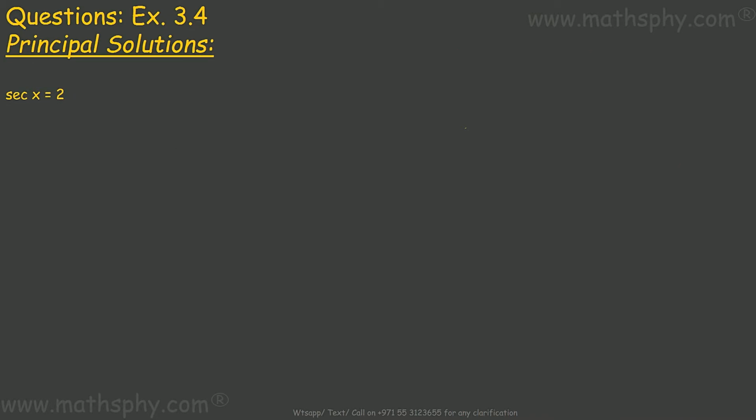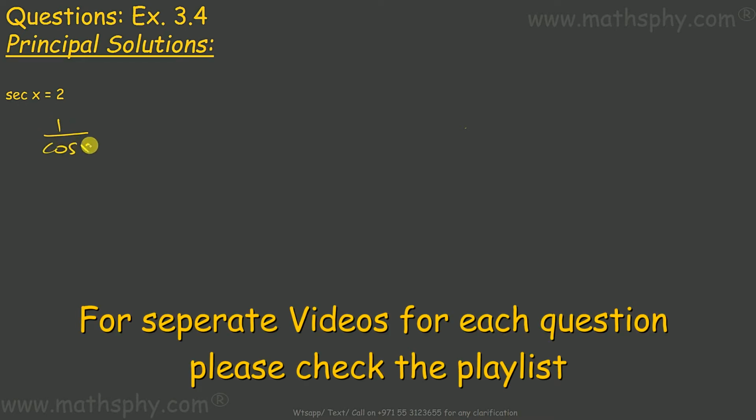Alright, this one here, sec x equals 2. Can I write this as 1 over cos x equals 2? If I interchange it, cos x gives me 1 over 2. I know that cos pi over 3 equals 1 over 2. So the first solution would be pi over 3.